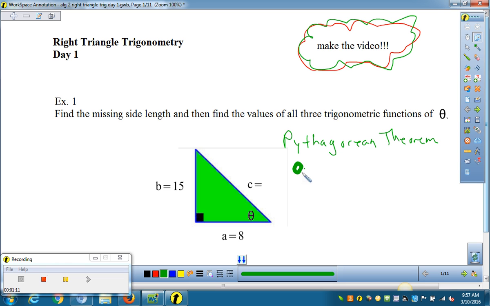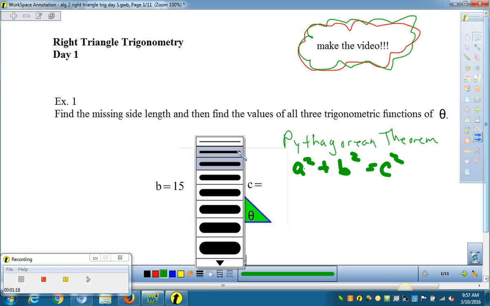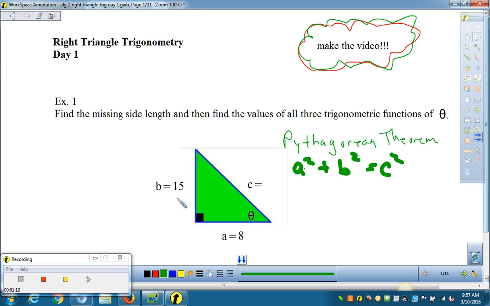That is a squared plus b squared equals c squared. And remember, c is always the hypotenuse with the Pythagorean theorem. So let's plug in what we've got. We've got 8 squared plus 15 squared equals c squared. So 64 plus 225 is equal to c squared. And what is that? 289?